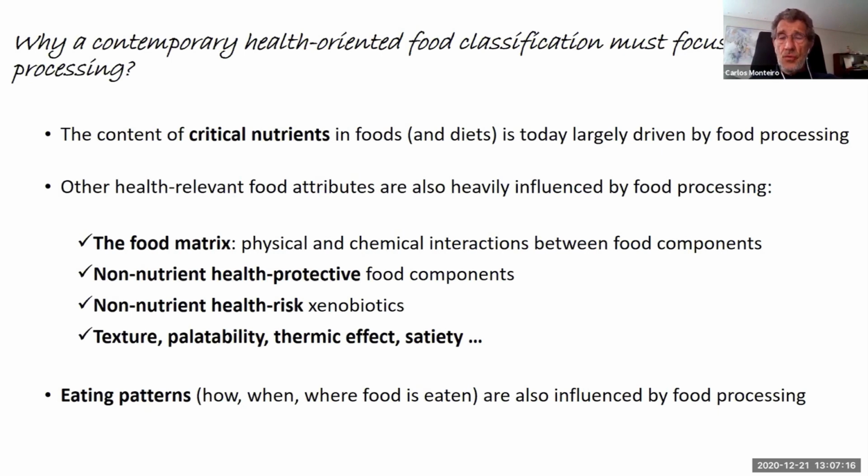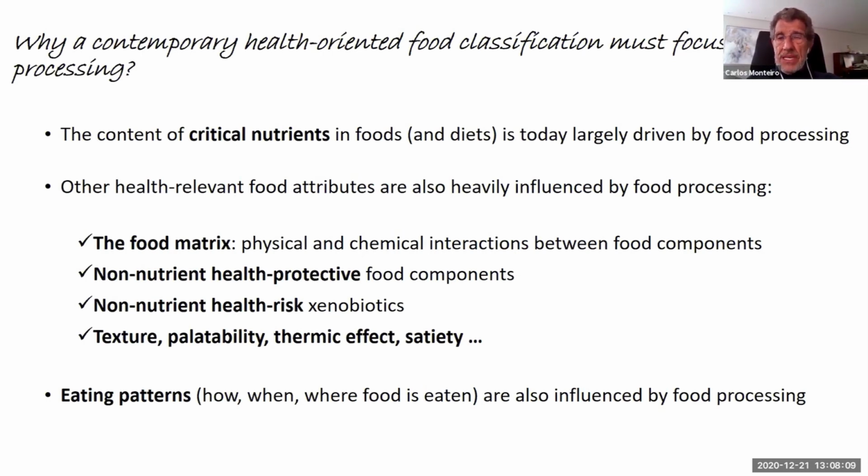A second attribute in foods that are not nutrients, but also important for health, are non-nutrient health protective food components. So food has, for instance, antioxidants that are officially not nutrients, and they can, of course, influence health, and of course, they can be modified by food processing. A third important attribute in foods nowadays is the presence of xenobiotics. Xenobiotics are chemical compounds that do not belong to foods. They were introduced there, and very often they are introduced by food processing. An example here is additives.